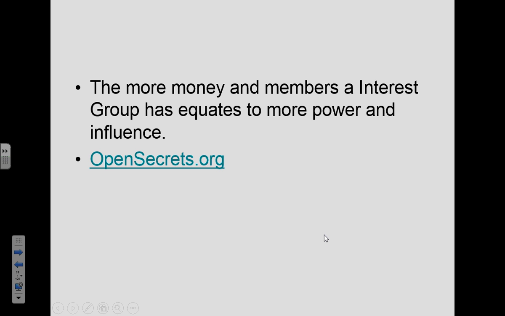The more money and members that an interest group has usually equates to the more power and influence they have. The NRA is a powerful interest group because it has a lot of members. And because it has a lot of members, it has a lot of money. So it has money that it can give to candidates when they're running for office. It has money that they can use to try to convince people to put power or pressure on politicians. That's the role, at least a quick version of the role that interest groups play in our political system.